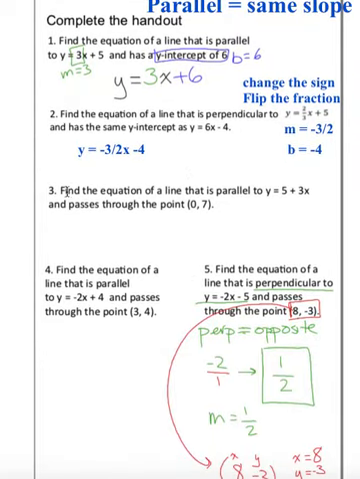So we're going to go through the next one. Find the equation of a line that is parallel. I would almost highlight whether it's parallel or perpendicular. And parallel means same slope.